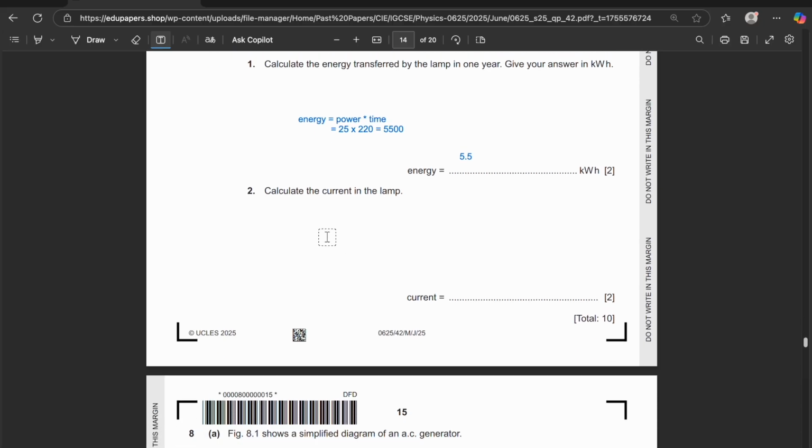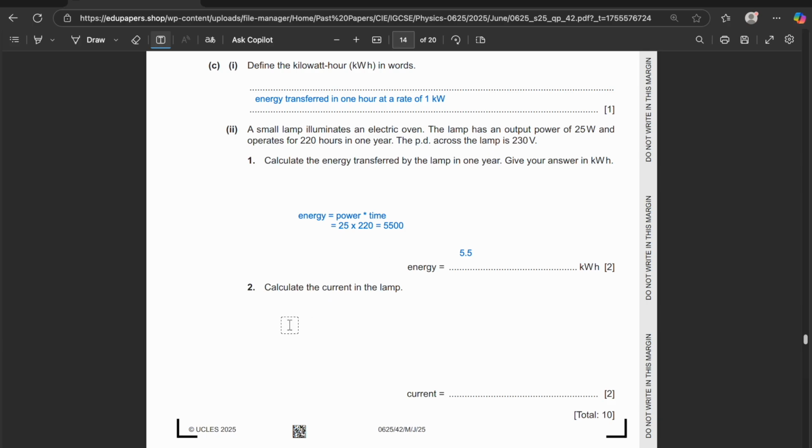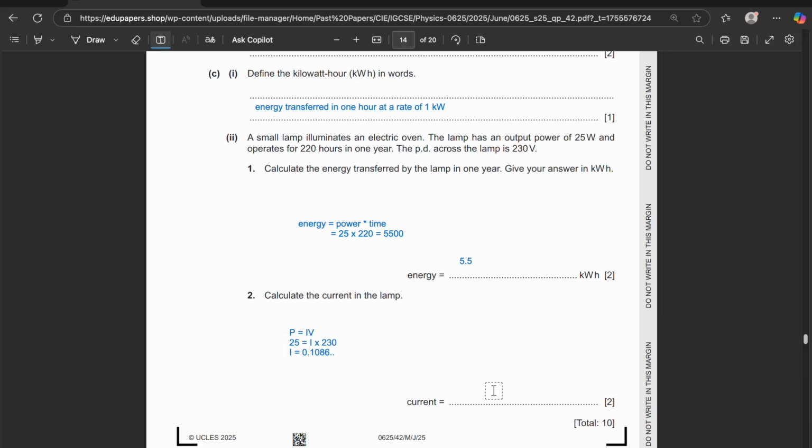To calculate the current in the lamp, you have this equation, P is equal to current times voltage. So if power is 25, I multiply by 230. I is equal to 25 divided by 230, equal to 0.1086. So that will be 0.11 amperes.